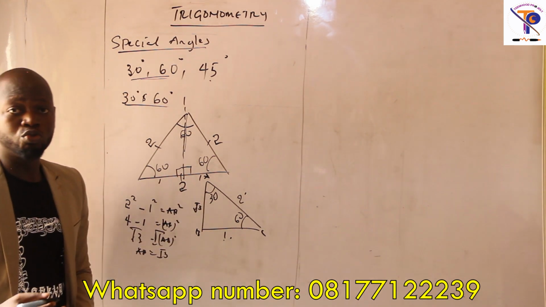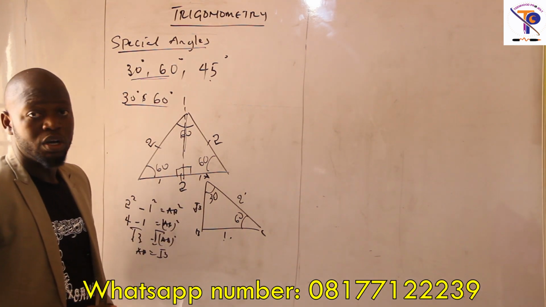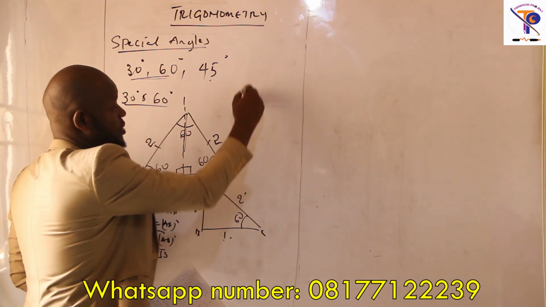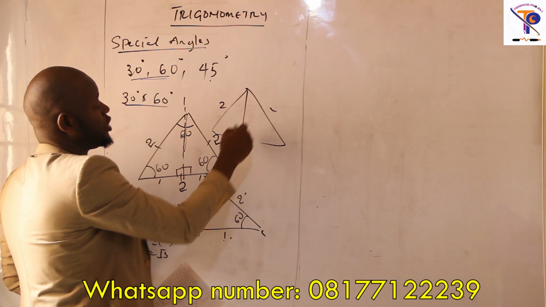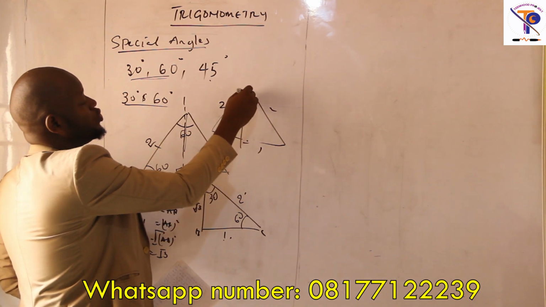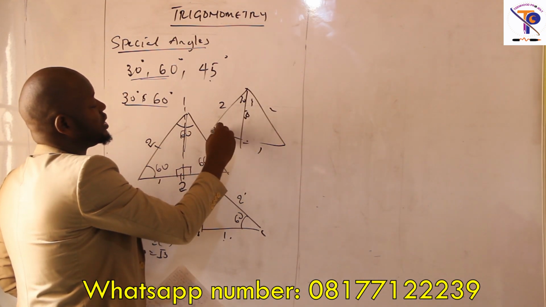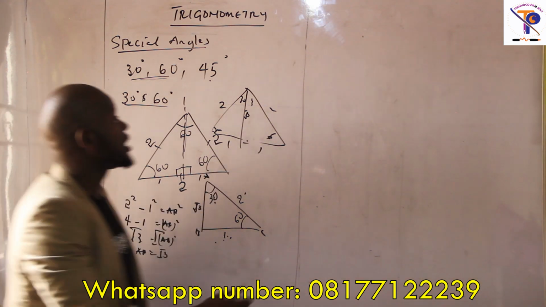So if you want to just do this one, just write, give me a right angle triangle, an equilateral triangle, give me 2, give me 2, give me 1, 1, give me root 3, this will be 30, this will be 30, this will be 60, this will be 60.